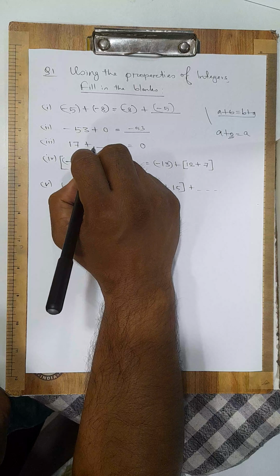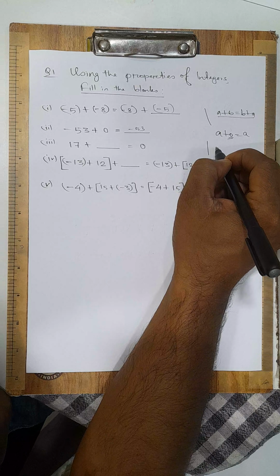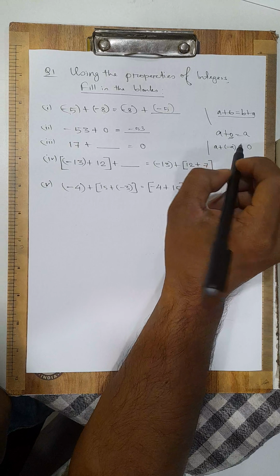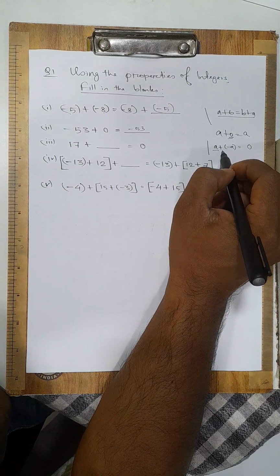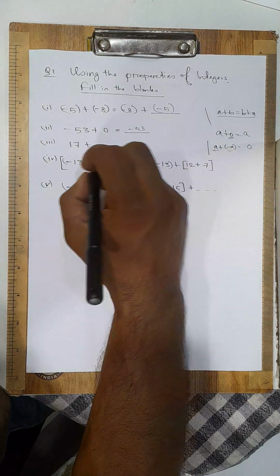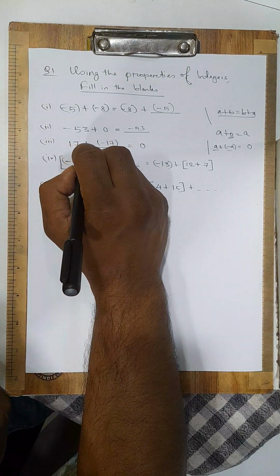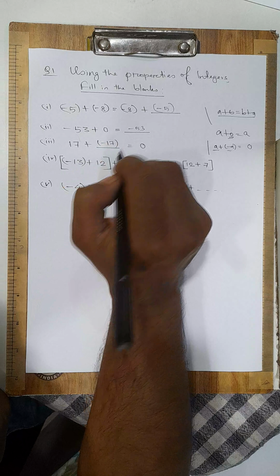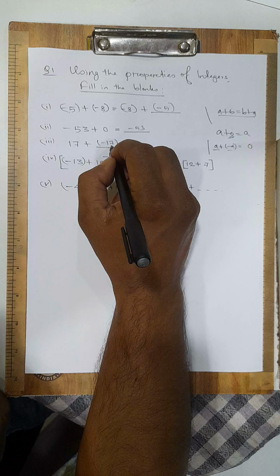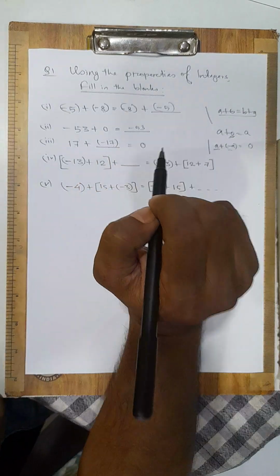Again, minus 17 plus what equal to 0. So you remember, for any integer a, there is another integer minus a, so that their sum total is 0. That means an integer added with its additive inverse equal to 0. So what is the additive inverse of minus 17? It is 17. So 17 plus its additive inverse minus 17 equal to 0. Minus 17 is called additive inverse of 17, or 17 is called additive inverse of minus 17.